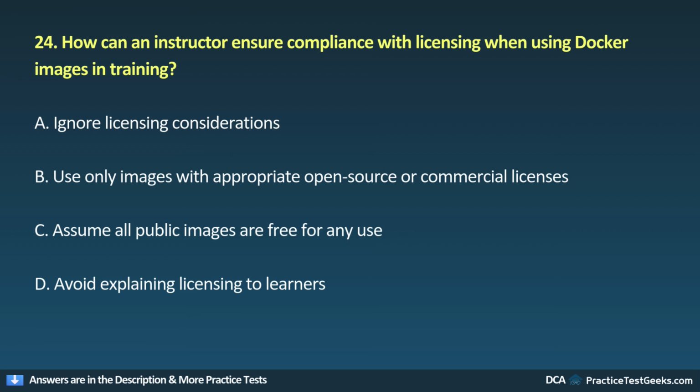24. How can an instructor ensure compliance with licensing when using Docker images in training? A. Ignore licensing considerations. B. Use only images with appropriate open source or commercial licenses. C. Assume all public images are free for any use. D. Avoid explaining licensing to learners.